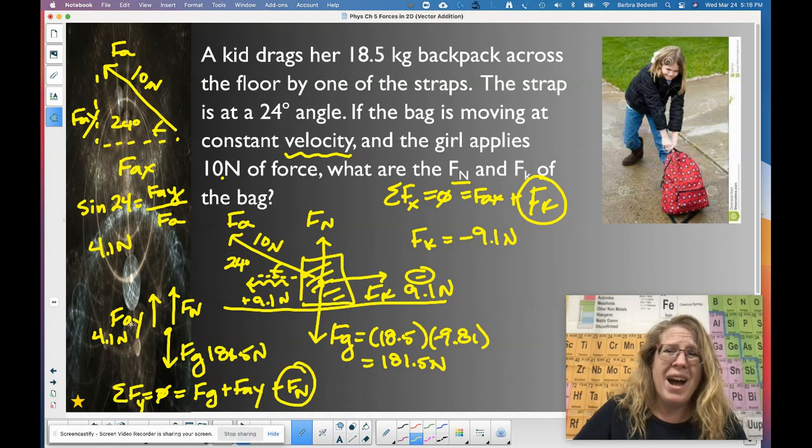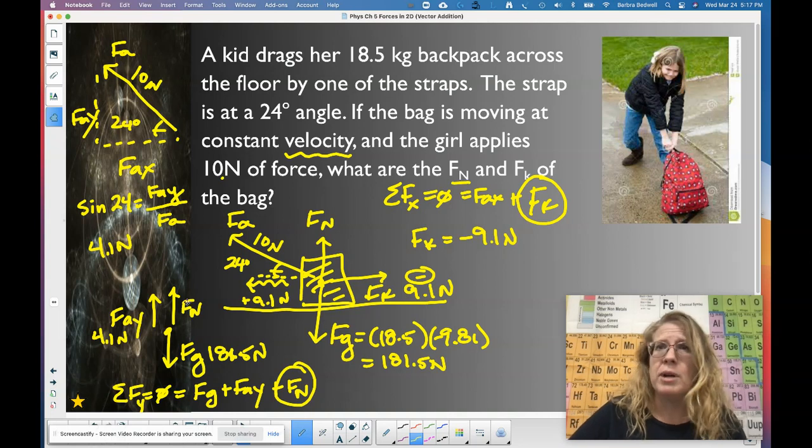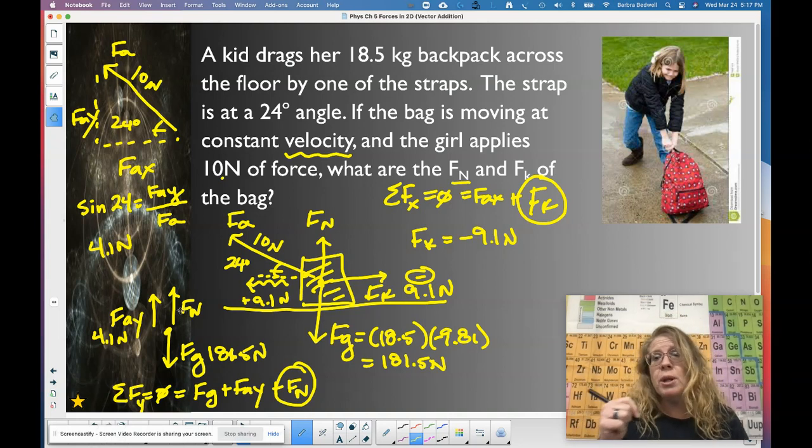The FAY is taking away a little bit of the normal force. Normally, we would say that normal force and FG are equal and opposite. So if the downward force was 181.5, then the upward force would be 181.5. But because she's pulling at an angle, she's helping the ground just a little bit. She's removing some of that weight from the ground. I know it sounds funny to say that, but that's literally what she's doing. So our normal force is actually reduced just a bit.